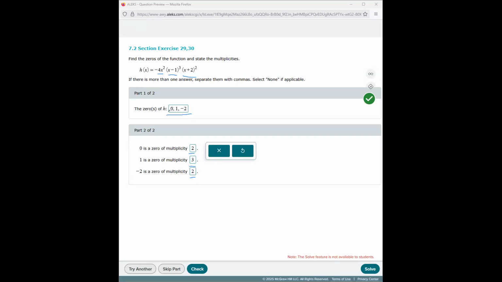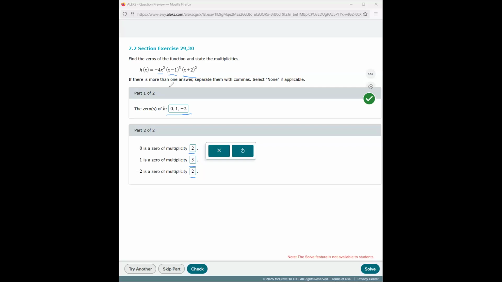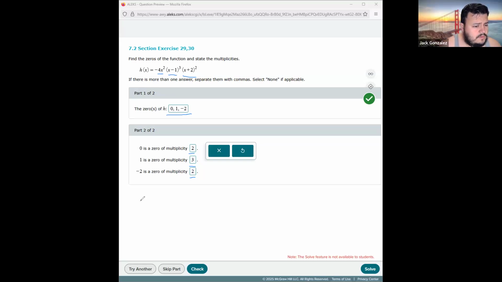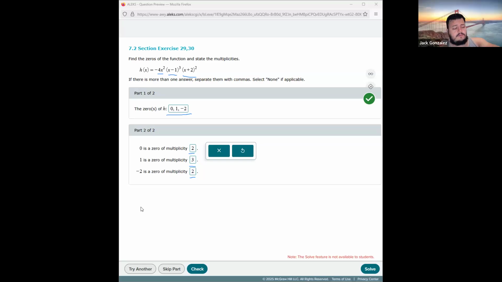What if it didn't have a power? Like, what if it just had no power? Would it be like a zero? It'd be multiplicity 1. All right. If it's not there, assume 1. I think we did that on the notes last time. Any other questions on this one?